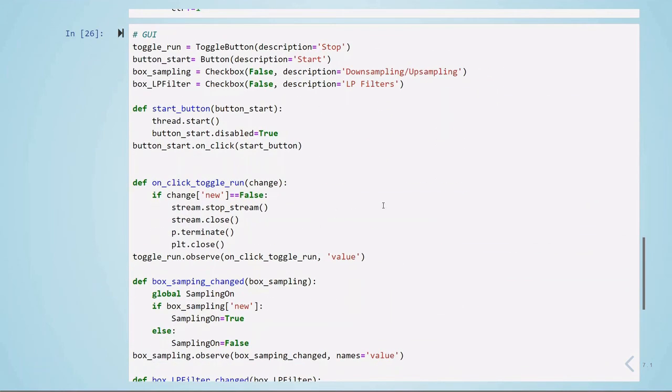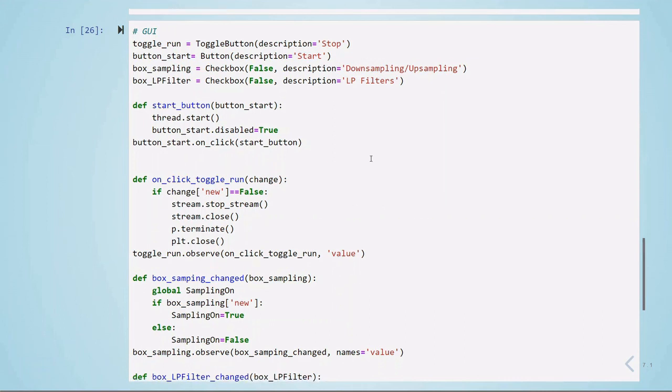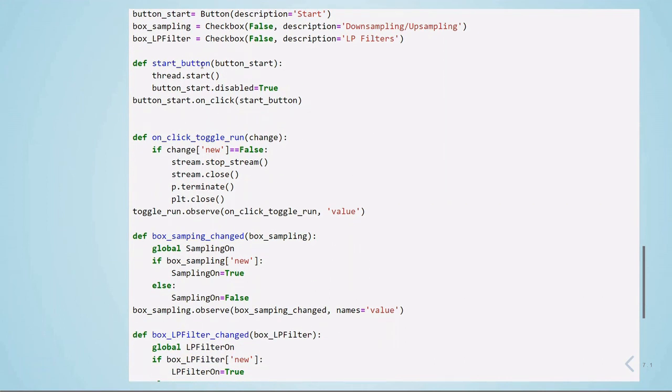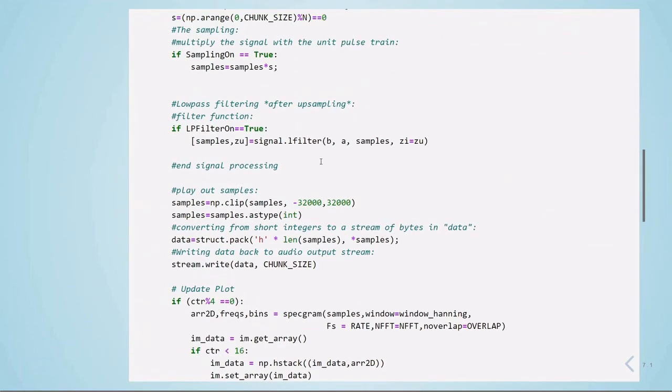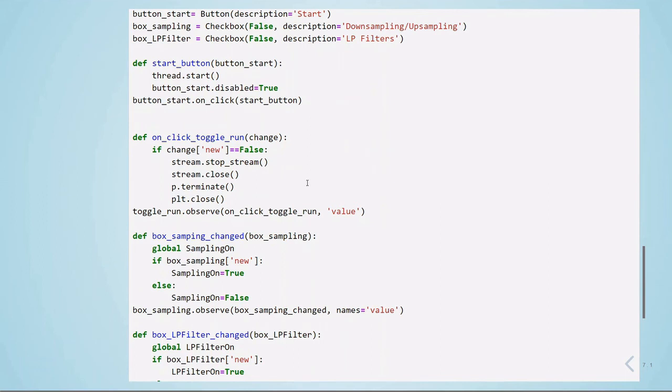At this point we are creating a graphical user interface. So we have a button to start, a button to stop, then a checkbox to turn downsampling and upsampling on and off, and a checkbox to turn the low pass filters, both before downsampling and after upsampling, on and off. These are the functions that are called when there's an interaction with these buttons. The start button will start the thread, and this function will run inside this thread. This is to stop.